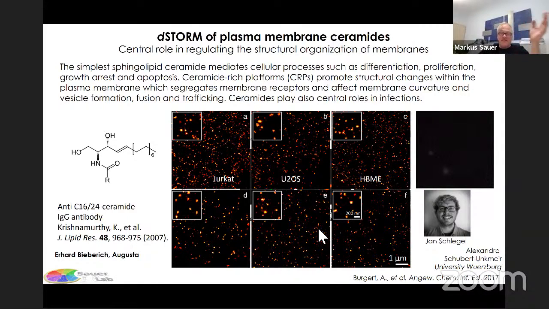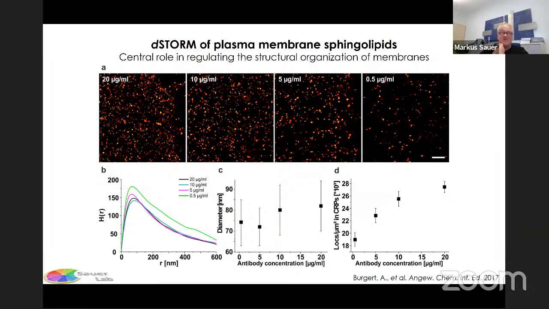In these experiments, no matter how we fixed the cells, we always found platforms, indeed platforms of the ceramides using antibodies in different cell lines: endothelial cell lines, U2OS cells, Jurkat T cell lines. We always found these clusters of ceramides in the plasma membrane. Then we did dilution experiments. So we labeled the membrane with different concentrations of antibodies.